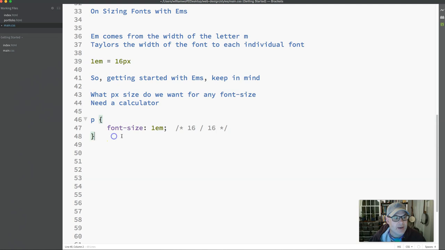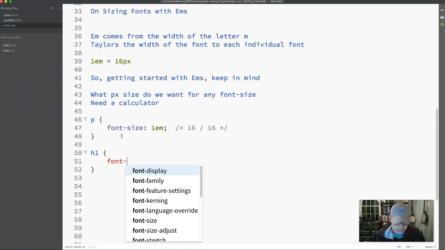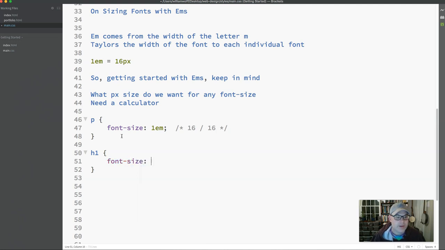Now let's say that I wanted to have my H1 font size. Let's say I want that target font size to be, what should I make that? Let's say I want that to be 48 pixels. Okay. My target font size is going to be 48 pixels. It means I want the first heading to be very large, and so 48 seems like a good number.